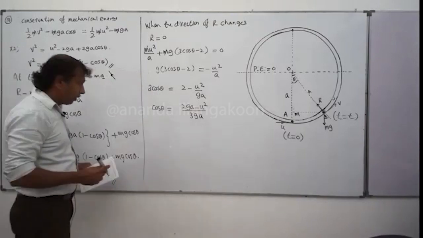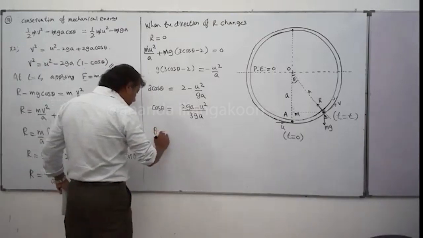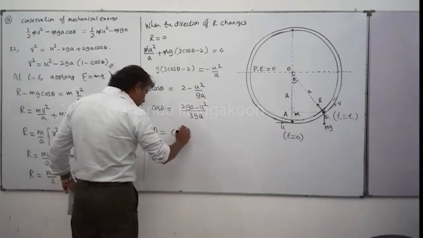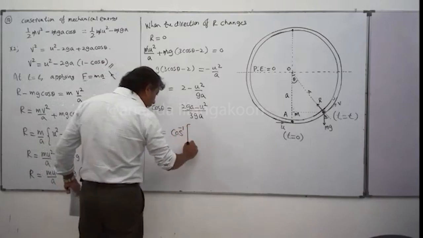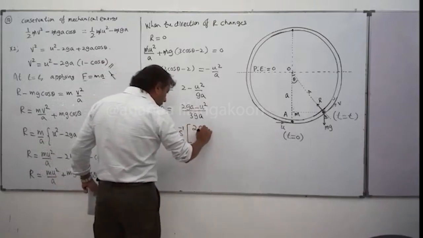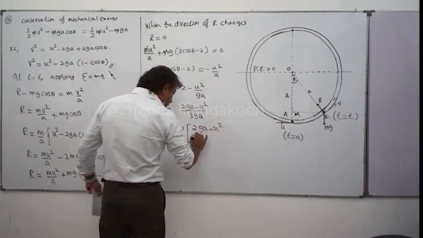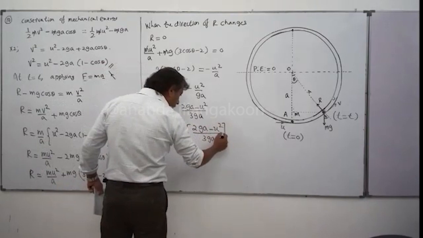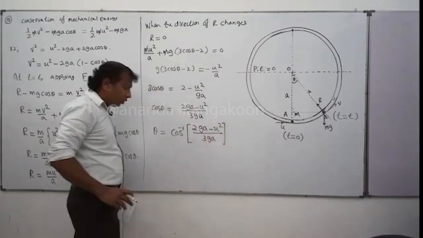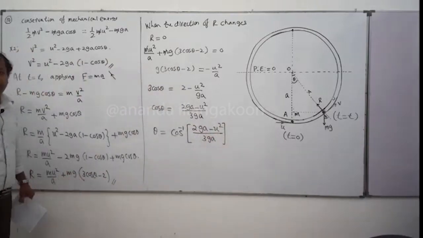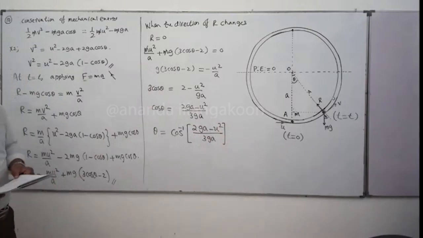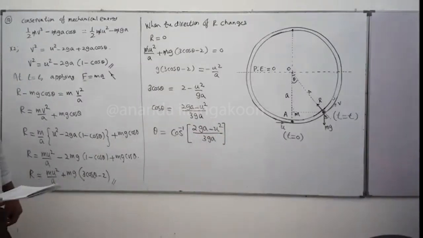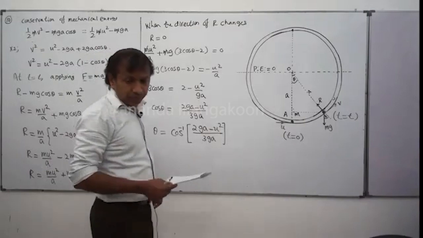Then theta can be found. Theta equals cos inverse of (2gA minus u squared) divided by 3g. This is the angle at which the direction changes, right? Right. Next condition, people.